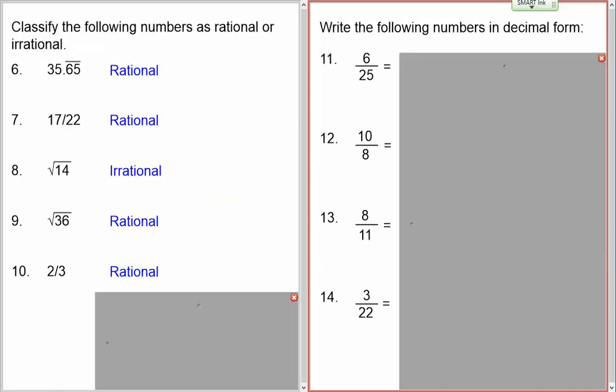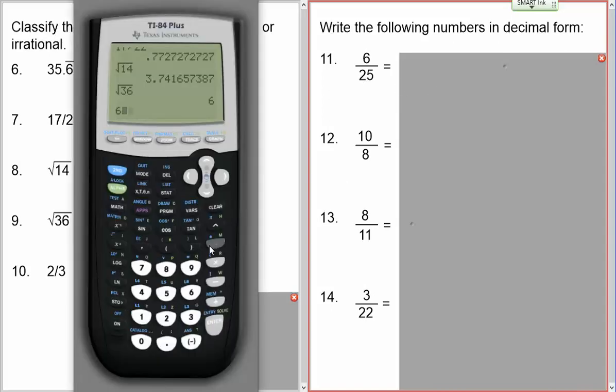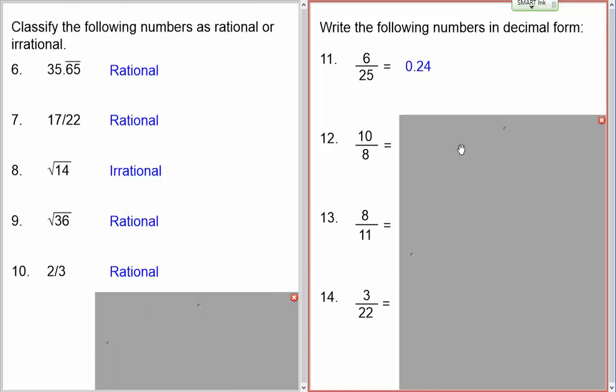Write these in decimal form. Okay, well, most people probably just use the calculator, so I'm going to use the calculator too. 6 divided by 25 is 0.24. Now the other way you can think about it is 25 times 4 is 100. That means this thing's going to end at the hundredths place, tenths, hundredths. And 6 times 4 is 24.